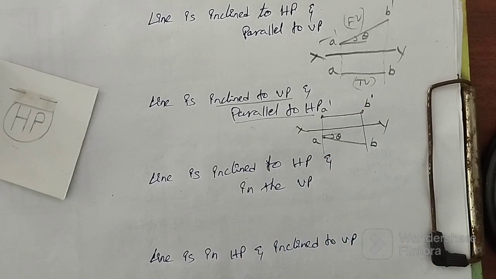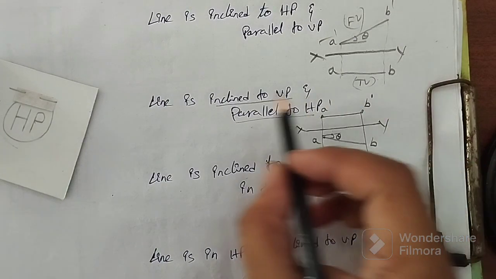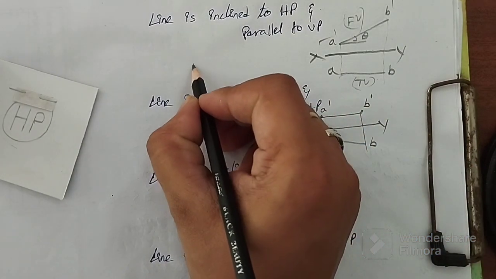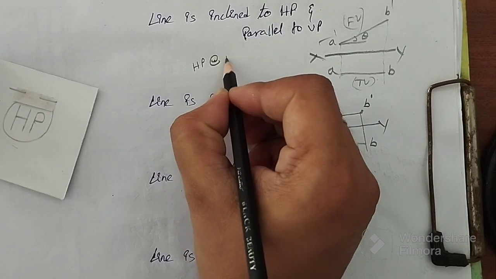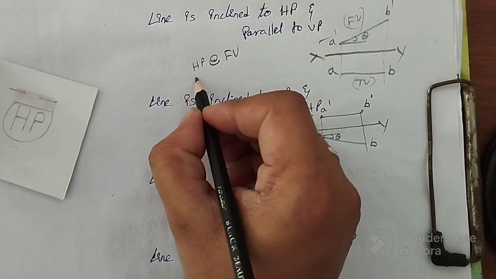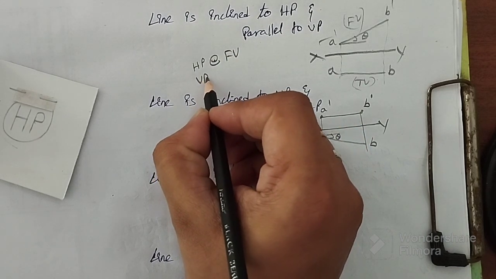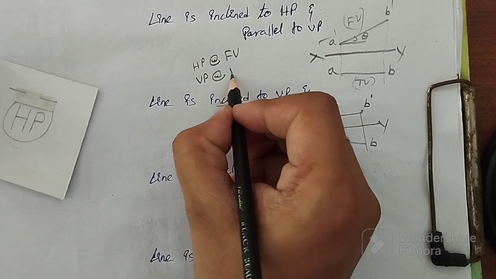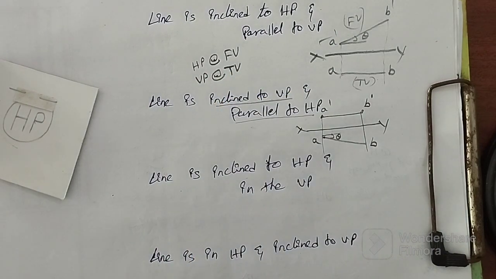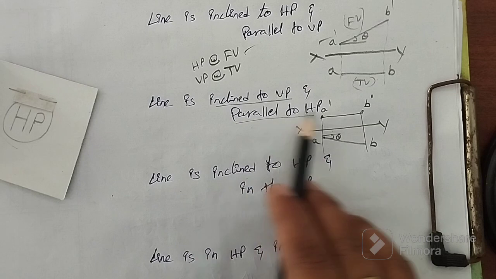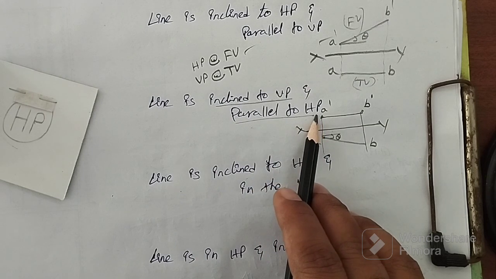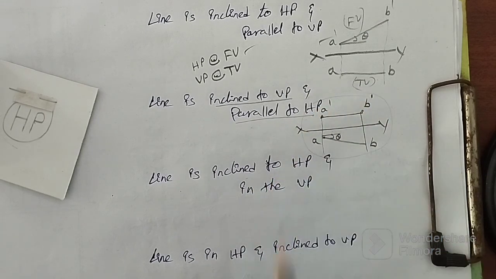And remember, there's a simple, we can't say trick, but remember the point is this: HP is associated with front view and VP is associated with top view. This is actually separate, okay? Don't worry about this. But for the time being, remember that if the line is inclined to VP and parallel to HP, we should get this image.